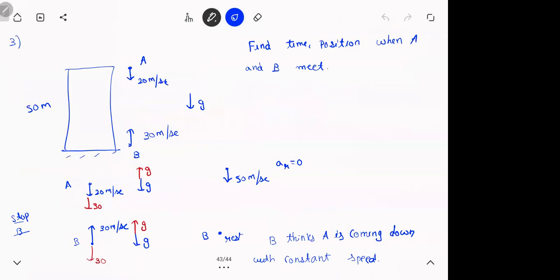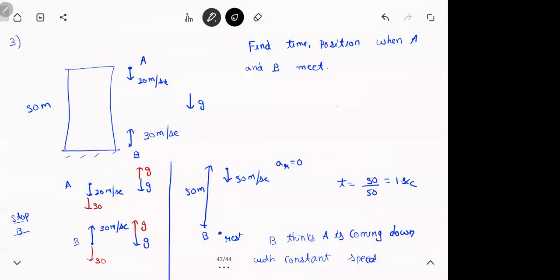Then, what is this distance? 50 meters. So the time will be 50 meters by 50 meters per second, 1 second. That's it. So in 1 second, they're going to meet. Did you see there is no acceleration, nothing. It feels like a constant speed problem.